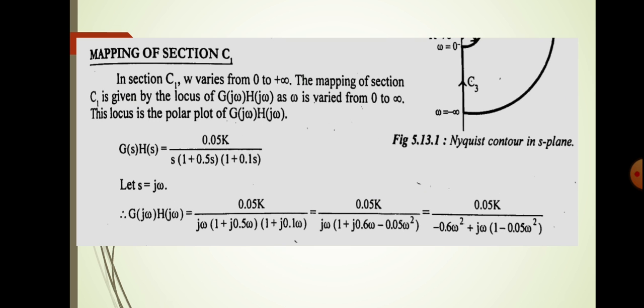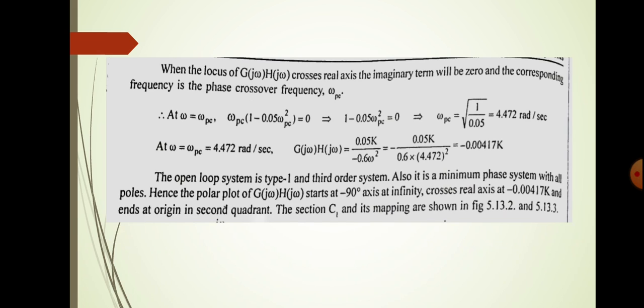So in this equation we can substitute that the imaginary part is equal to 0 when the Nyquist plot crosses the real axis. When the Nyquist plot crosses the real axis, the imaginary term will be equal to 0, right? Because when it crosses the real axis, the Nyquist plot point will be at the real axis. That means at the real axis, the imaginary value will be 0. So we will substitute that quantity: omega into 1 minus 0.05 omega square will be equal to 0.